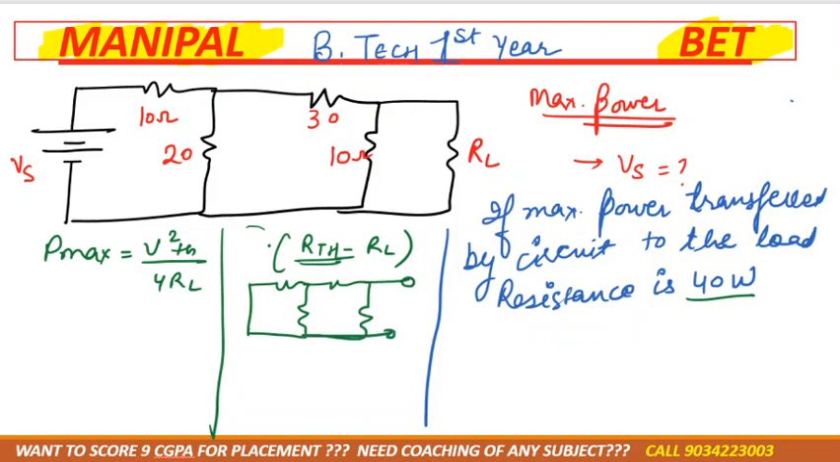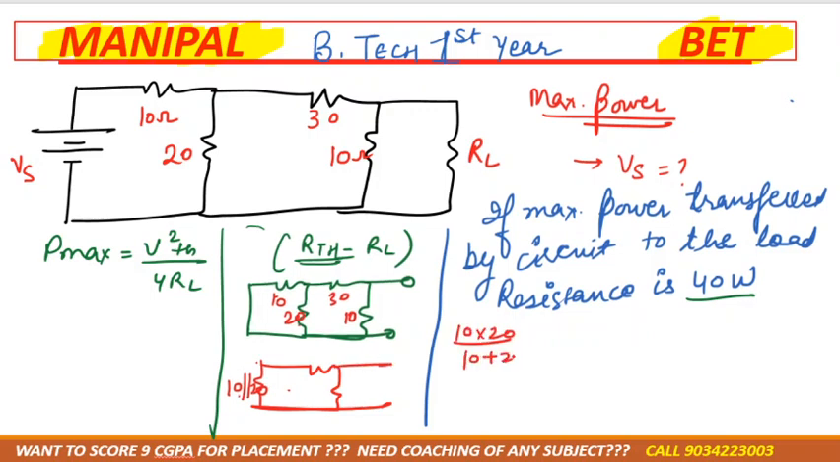So can we open circuit RL? It's like 10, 20, 30 and 10. So 10 and 20 are in parallel, correct? It will become a single resistance, 10 parallel 20, then 30 and 10. Then 10 parallel 20 means 10 into 20 divided by 10 plus 20. That would be how much? 100 by 30, 20 by 3.